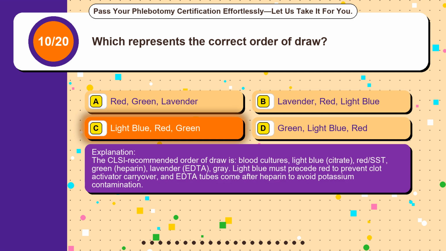The CLSI recommended order of draw is blood cultures, light blue, citrate, red/SST, green, heparin, lavender, EDTA, gray. Light blue must precede red to prevent clot activator carryover, and EDTA tubes come after heparin to avoid potassium contamination.